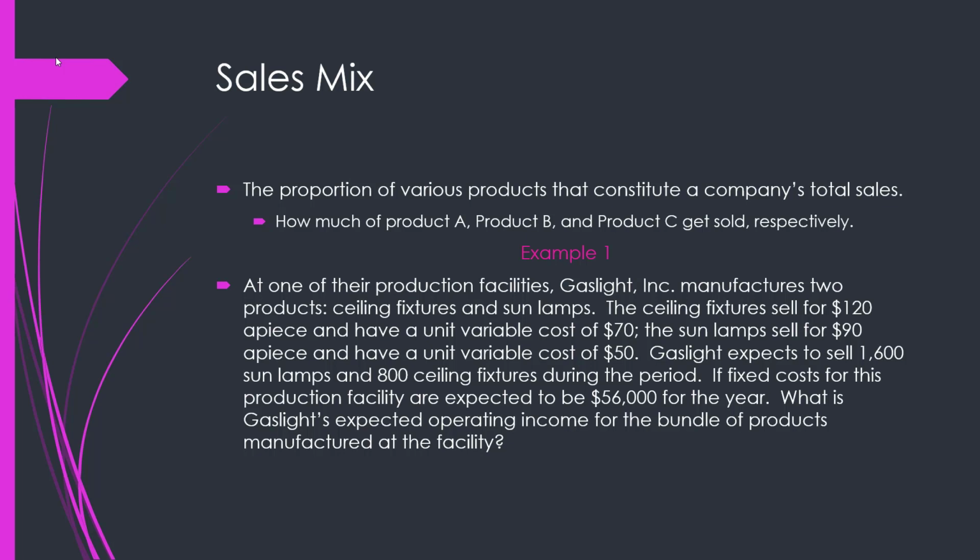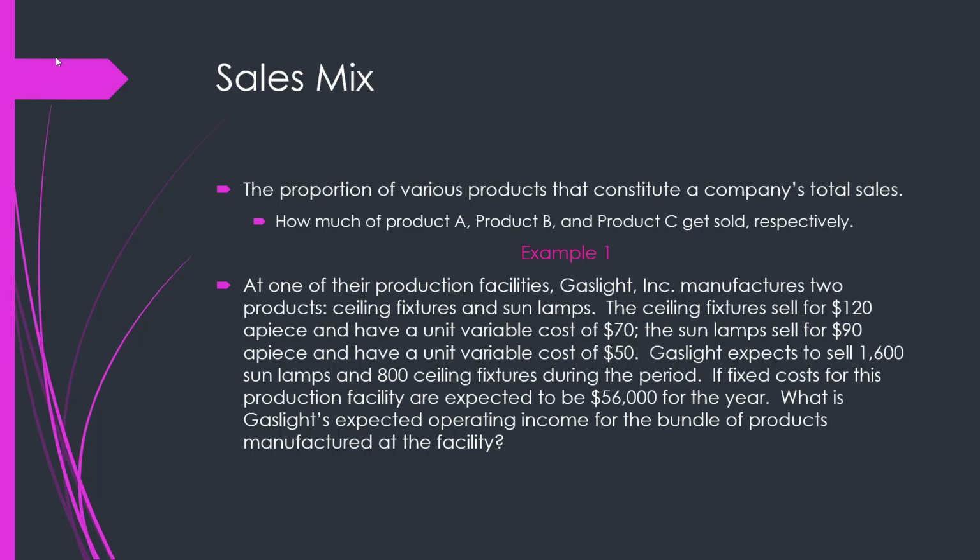These ceiling fixtures are going to sell for $120 a pop, and they have a unit variable manufacturing cost of $70. The sun lamps sell for $90 a piece, and they have a unit variable manufacturing cost of $50. Gaslight expects that its overall mix is going to be the sale of 1,600 sun lamps and 800 ceiling fixtures during this period.